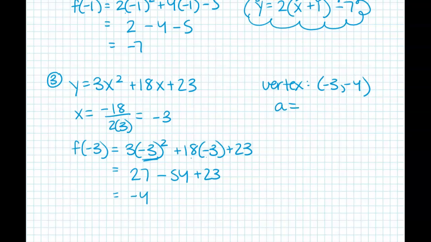A, it's right here, a is 3. So then y equals 3 times x minus negative 3, so x plus 3 squared, minus 4.